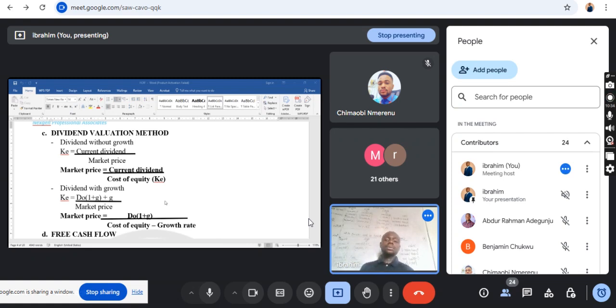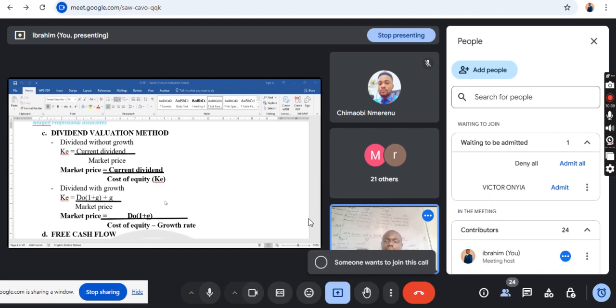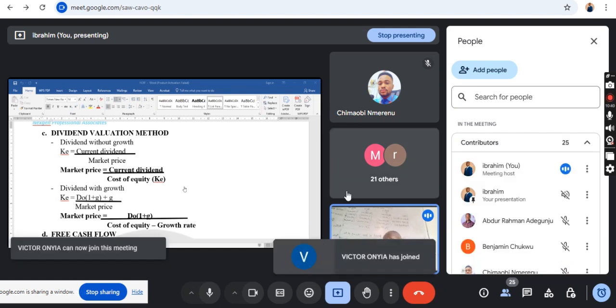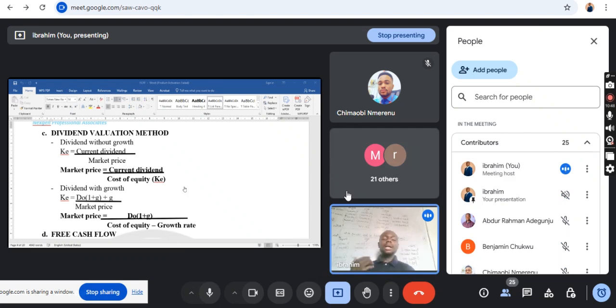So dividend with growth, you can see the way you use to determine it. The current dividend times 1 plus the growth rate, divided by the cost of equity minus the growth rate. This will give you the market price. But guess what? It doesn't work like this in a question. There's a way it comes.